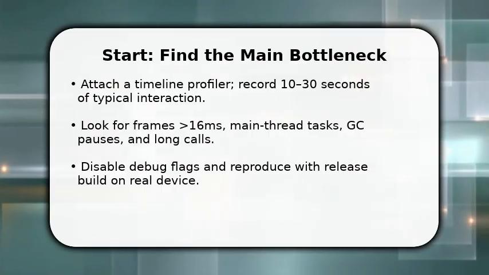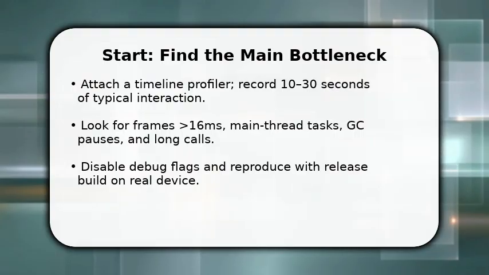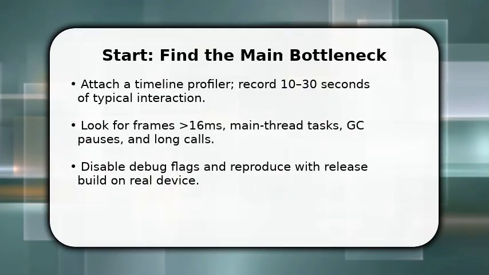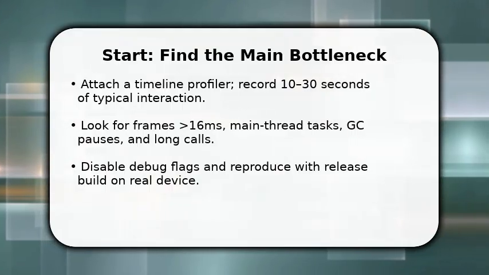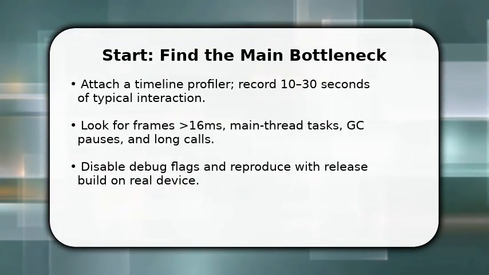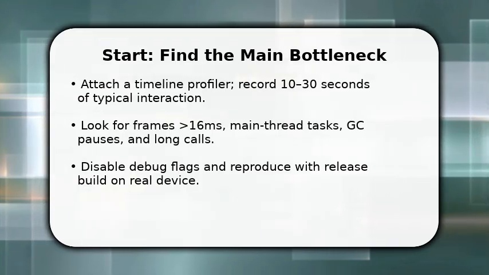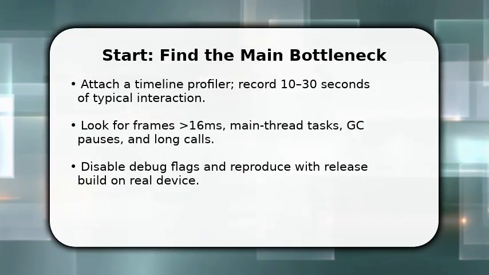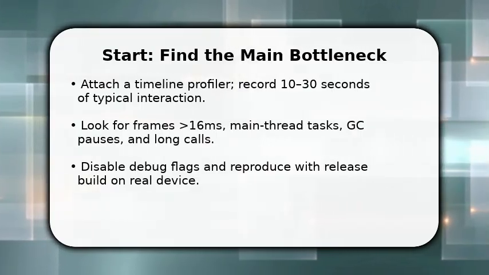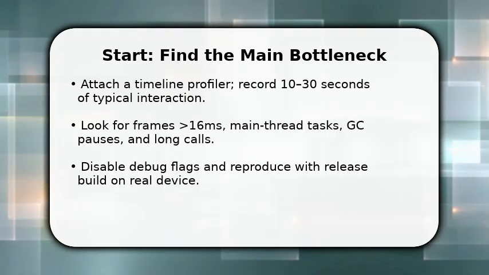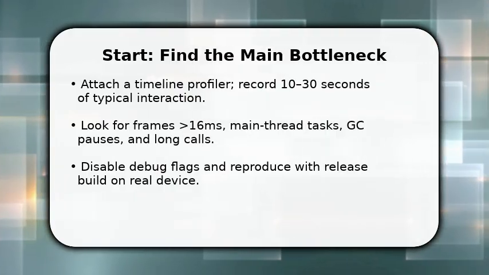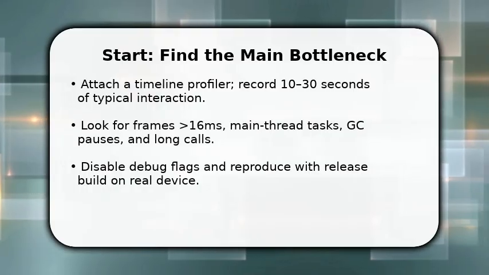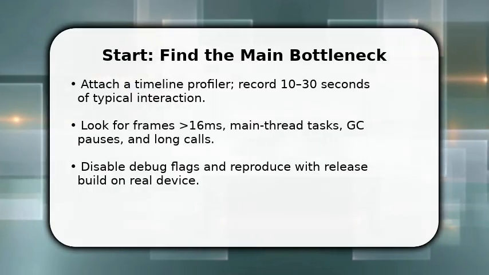You begin by profiling the exact interaction that lags so you know where to act. Attach a timeline or CPU profiler and record a realistic session. Once done, scan for frames over 16 ms, long main thread tasks, and garbage collection spikes. Make sure to run a release build on a target device rather than a simulator, because debug overhead hides the true problem. Then isolate the offending functions so you can move heavy work off the UI thread immediately.